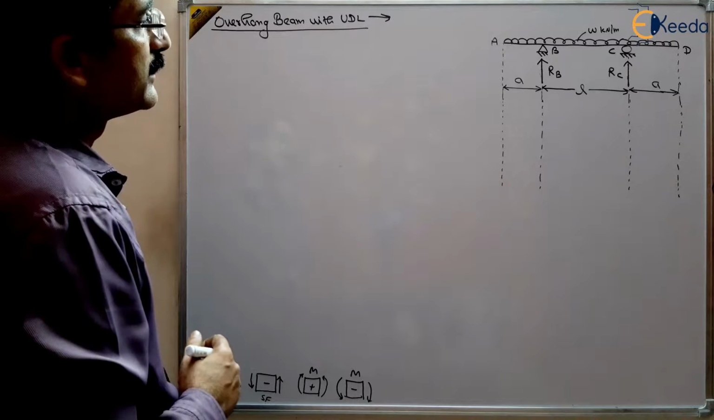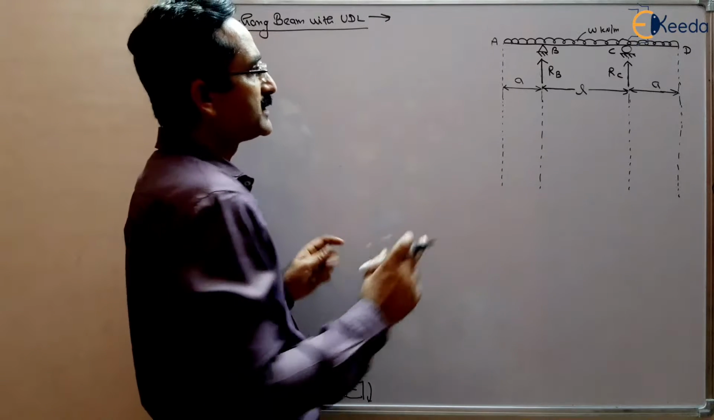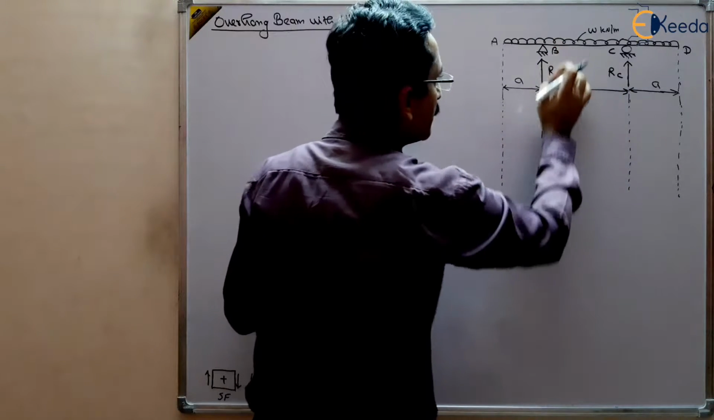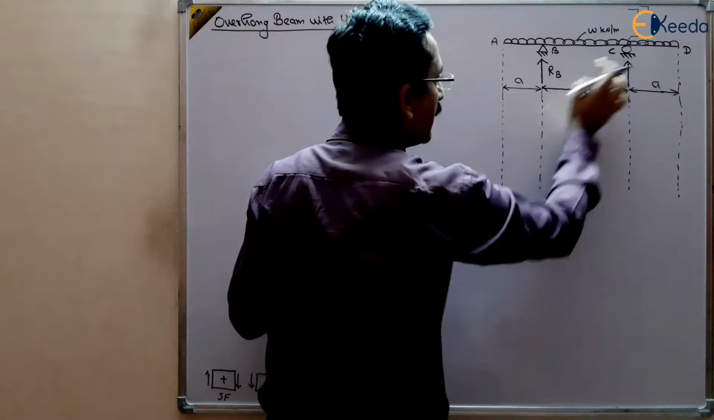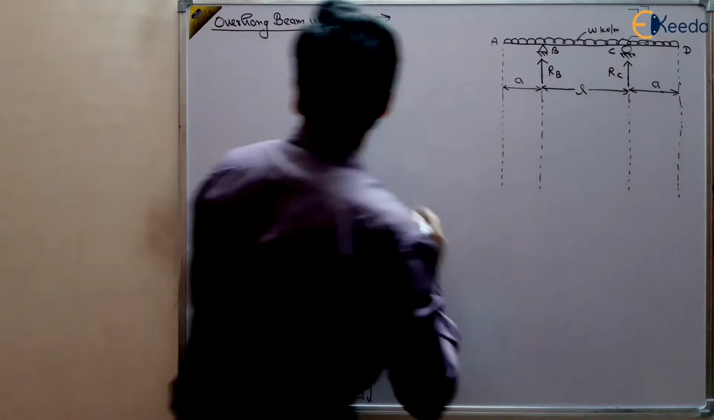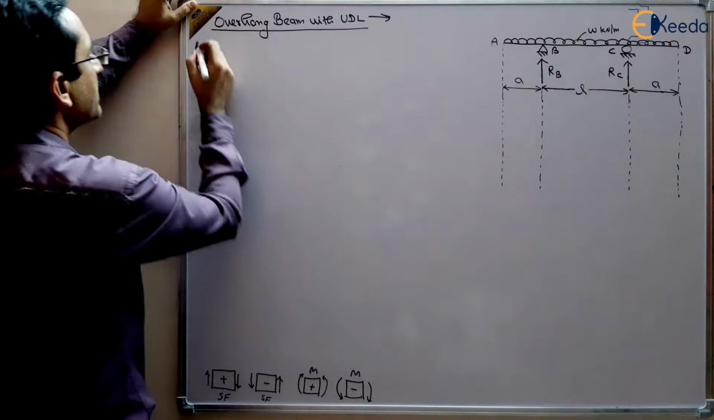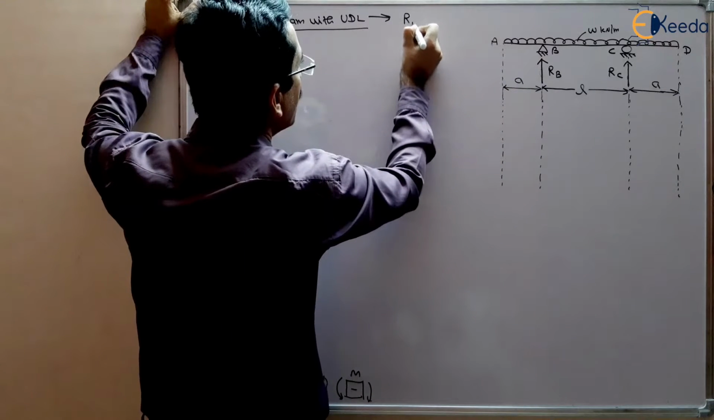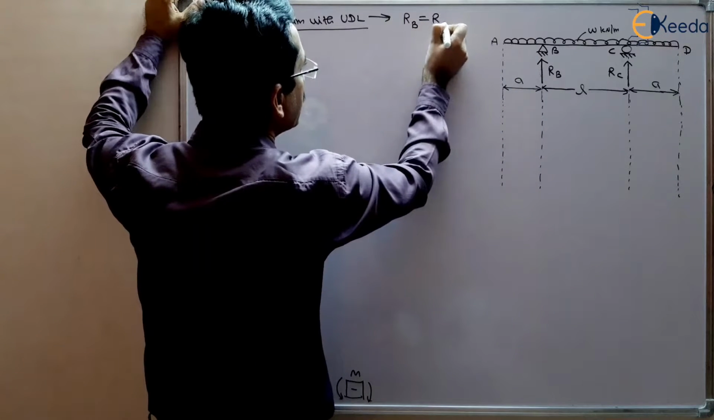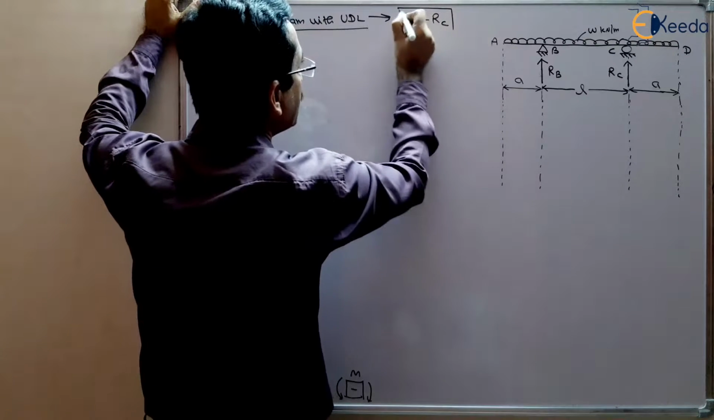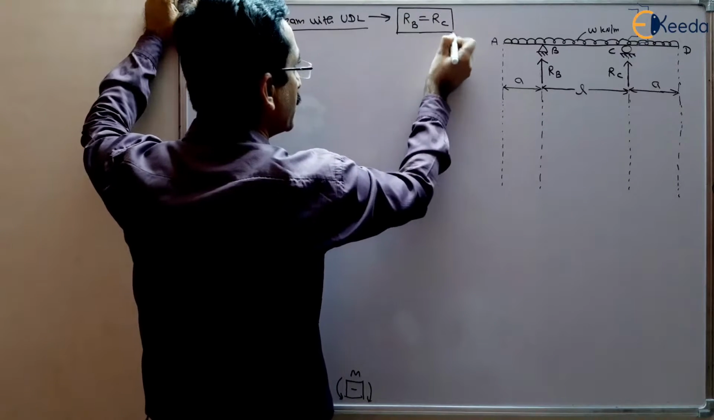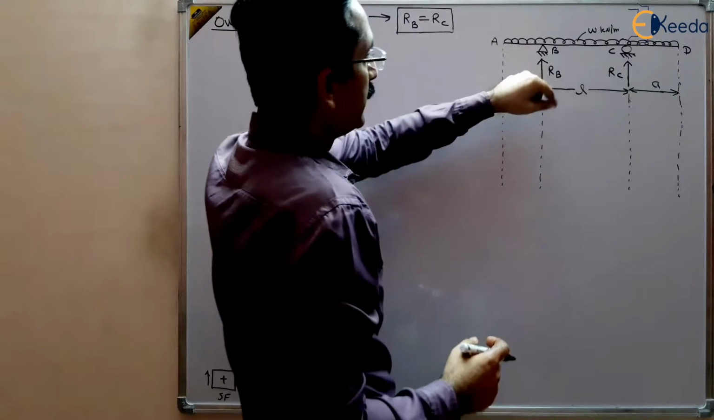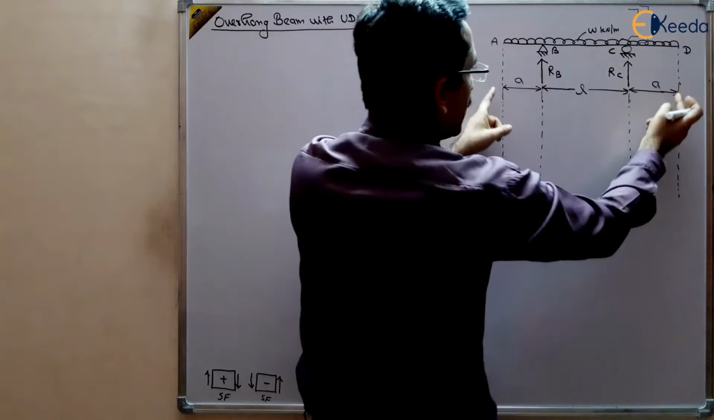You can see here there is symmetry. It means that the reactions will be equal, right? Equal load will be taken by point B and equal load will be taken by the joint C. So you can see from the symmetry RB will be equal to RC. And what is the total load? Total load, vertically downward load. So the total load is W multiplied by the length.